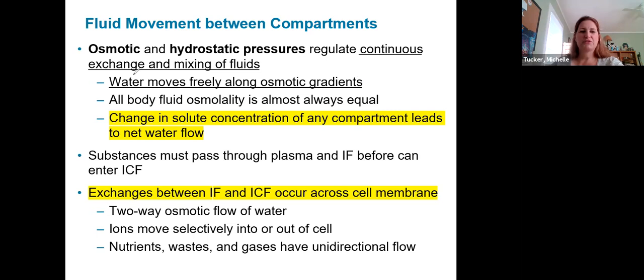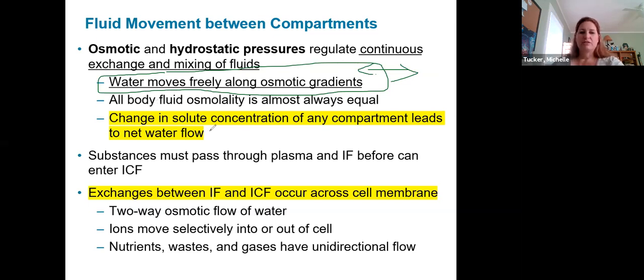Water moves freely along its osmotic gradients. Water sometimes can move paracellularly between cells if the junctions allow, or it can use aquaporins. But it is considered that water can move pretty freely in and out of cells, in and out of the interstitial fluid, in and out of plasma. It pretty much is going to just follow that osmotic gradient.